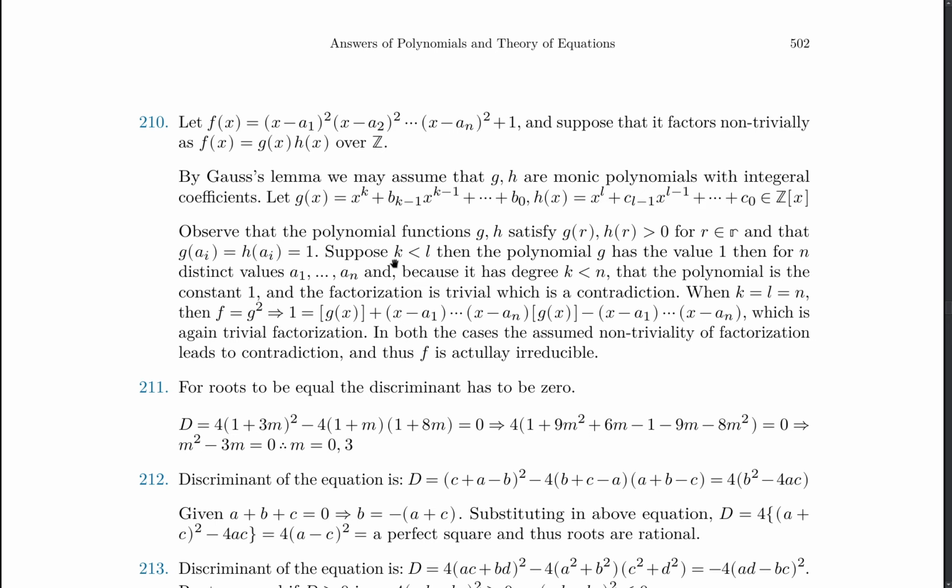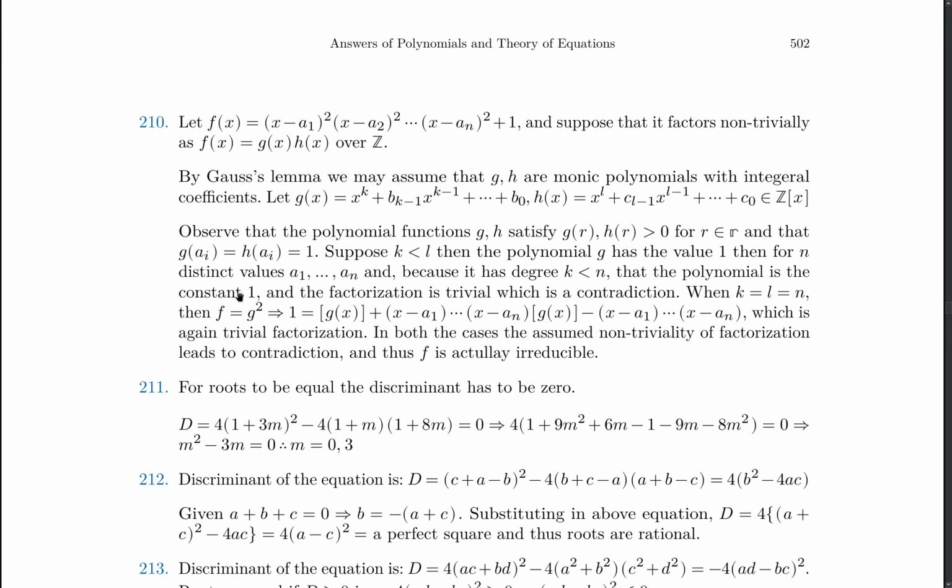Suppose that k is less than l. Then the polynomial g has the value 1 for n distinct values a1 through an, and because it has degree k less than n, the polynomial is the constant 1, and the factorization is trivial, which is a contradiction.